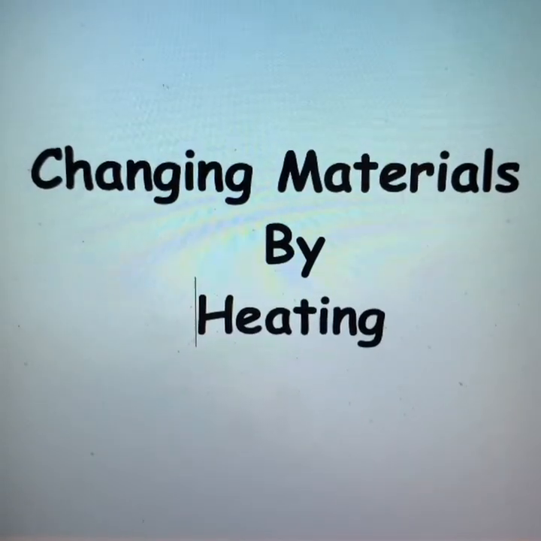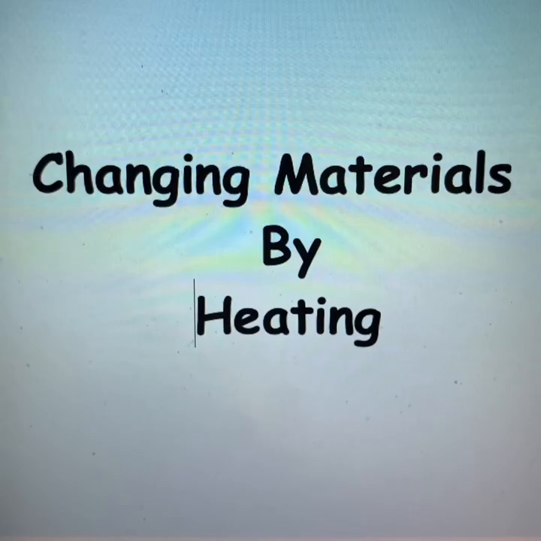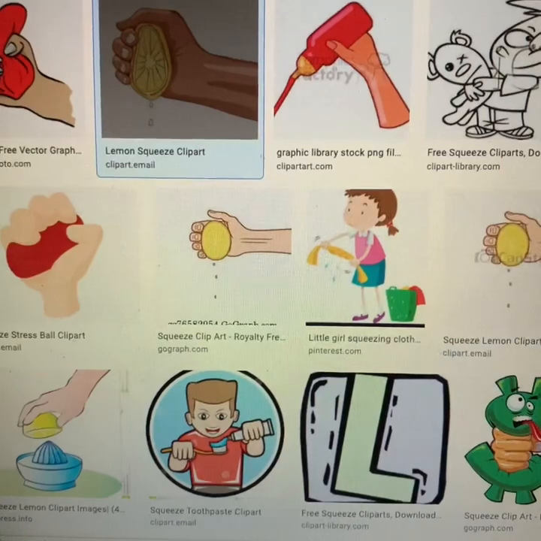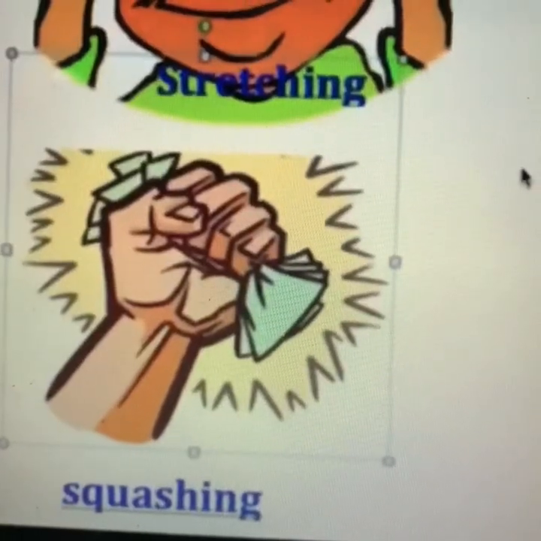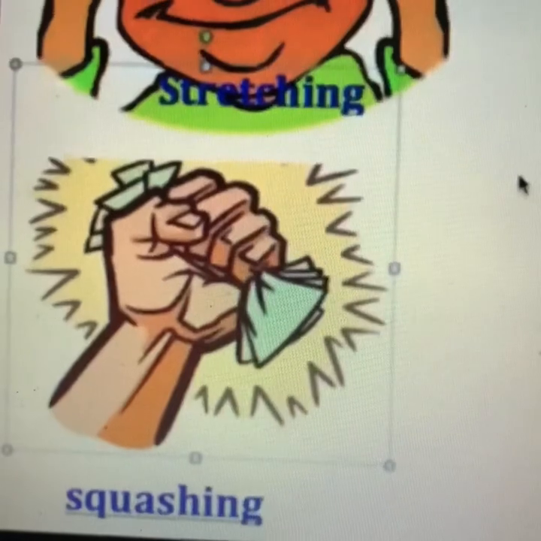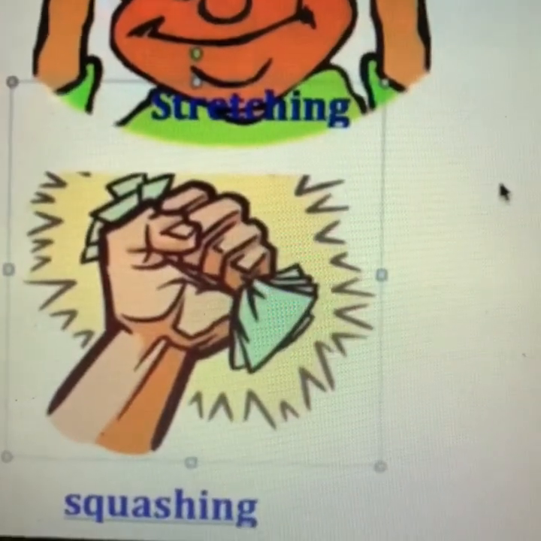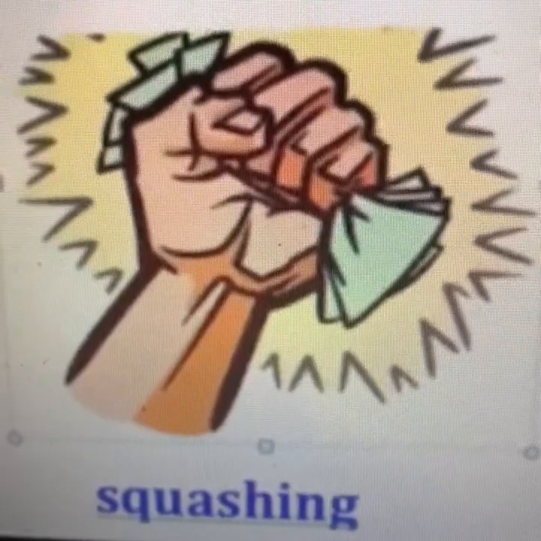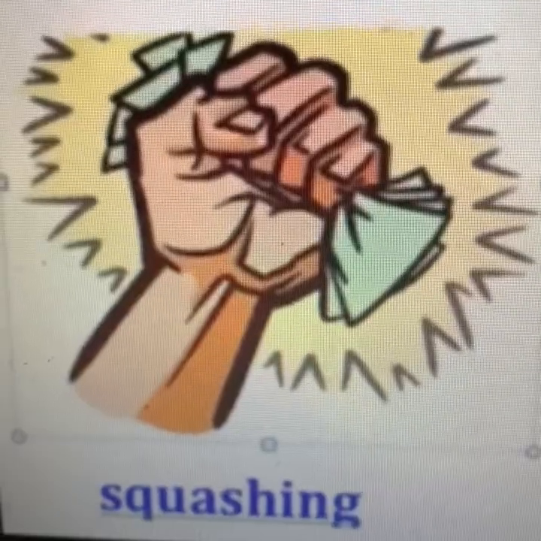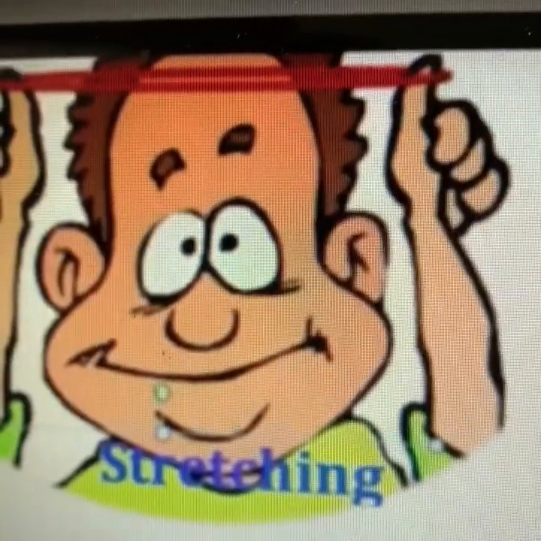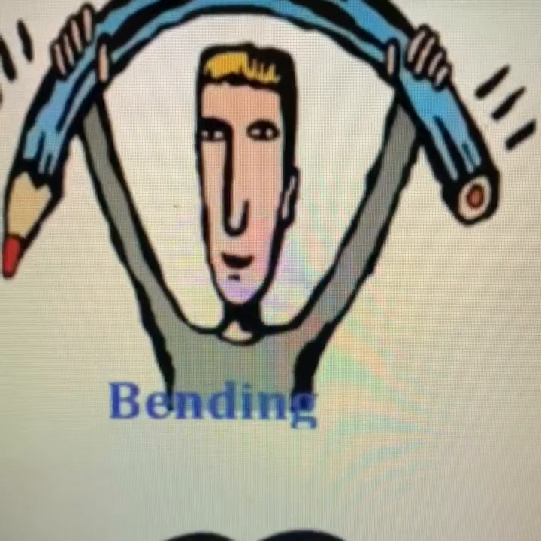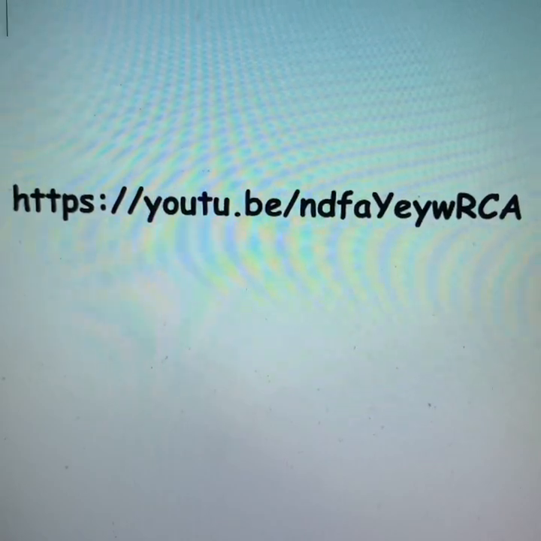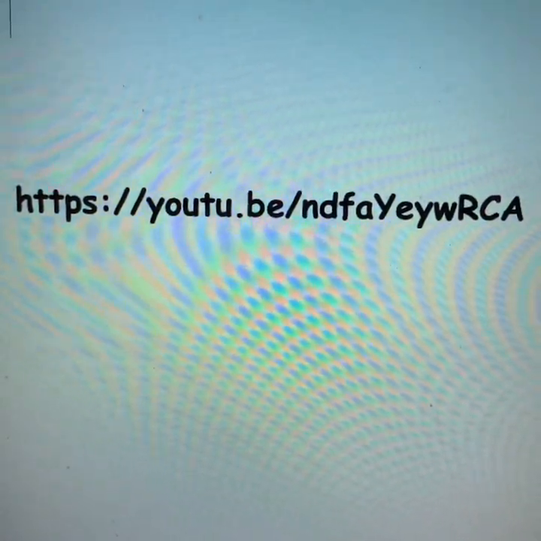Hello students, today our topic is changing materials by heating. We are going to look at the ways by which we can change the shapes of the materials. Before I go to the new topic, I would like to recall the earlier lesson about the ways we learn how things change shape by squashing, stretching, bending and twisting. I'm providing the link here if you would like to go and watch it again.